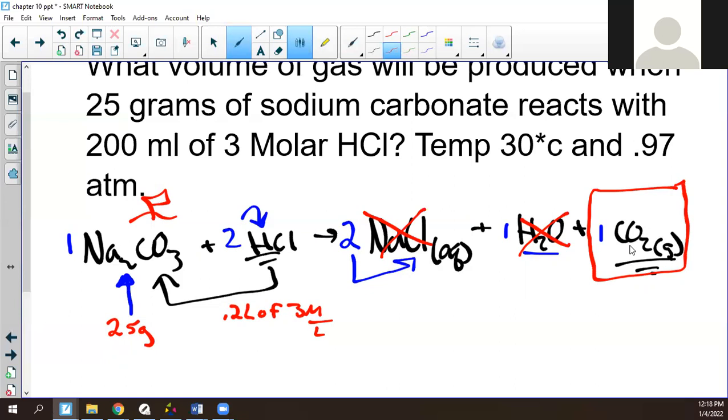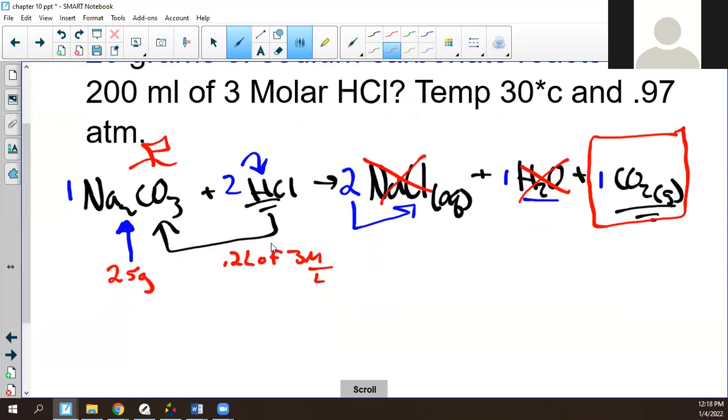The first thing I need to do is convert it to moles, or mollify. I don't use that word very often. I just made it up. So you do like it? Mollify. Okay, this one's easy because molar means moles per liter and the volume is liters. So I just take 0.2 and multiply it by 3. So I get 0.6 moles of HCl.